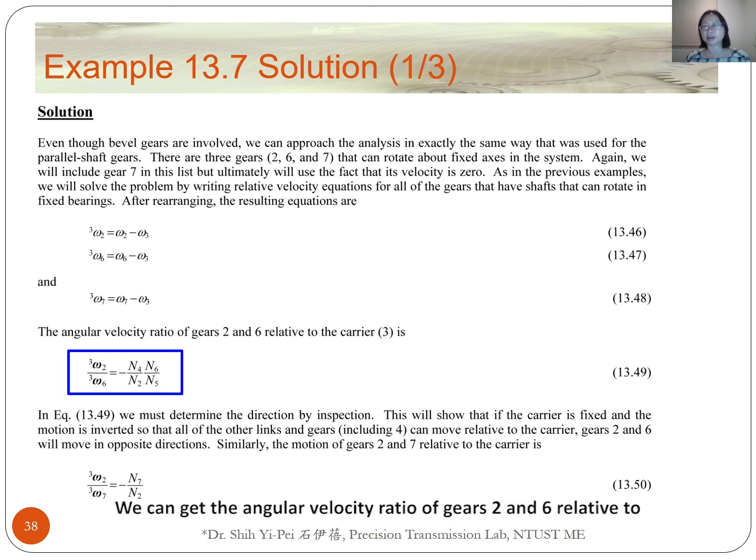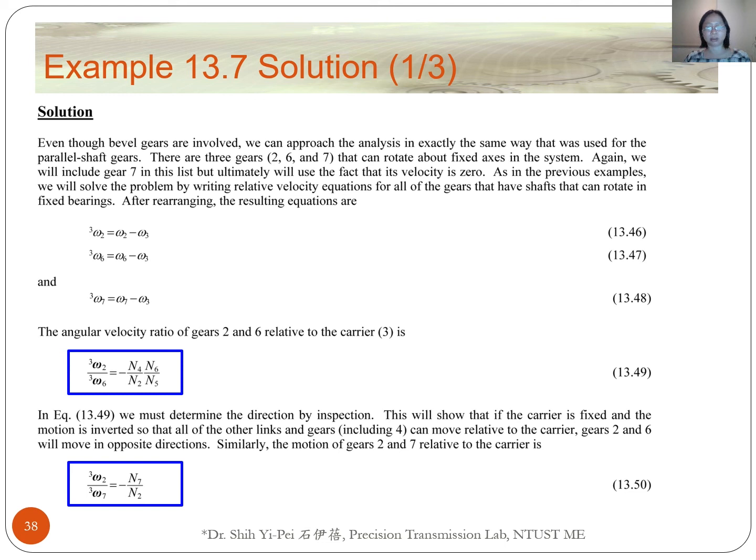We can get the angular velocity ratio of the gears 2 and 6 relative to the carrier like this equation. Because gears 2 and 6 have opposite directions of rotation, the ratio is negative. And we can get the angular velocity ratio of gears 2 and 7 relative to the carrier like this equation. Because gears 2 and 7 have opposite directions of rotation, the ratio is negative too.